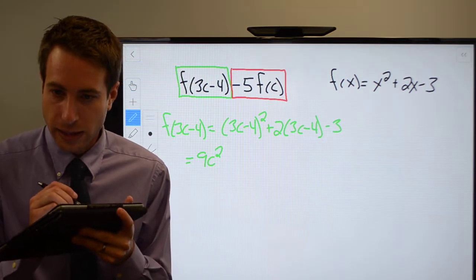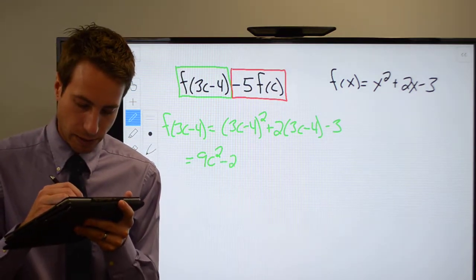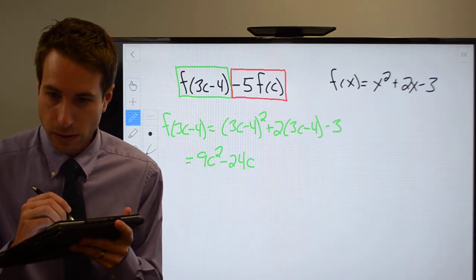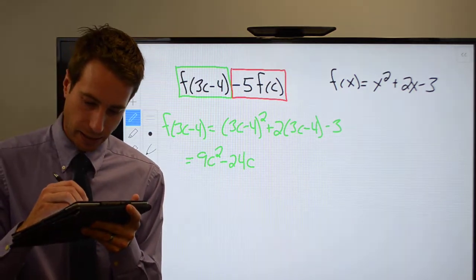And then I wind up with minus 24c plus 6c.